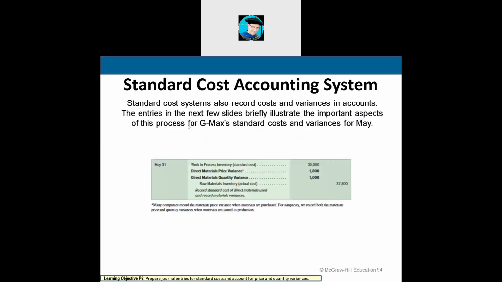Now, when there's variances, we need to account for those variances. And so these are a couple of journal entries that we would normally make when there's a variance. So for example, this one shows us differences in direct materials for both price and for quantity. So this is the type of journal entry that we would make to account for those differences.